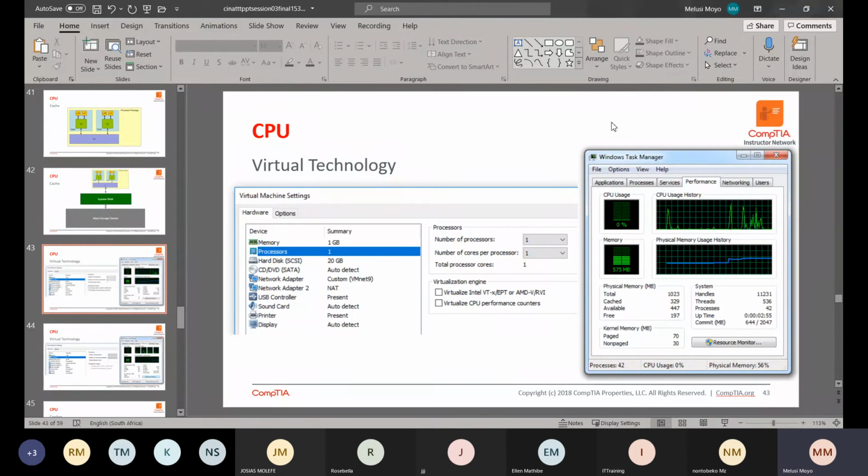So this part of the virtual technology, okay, back in the day, we also had something called a dual boot. Anyone who knows what a dual boot is for? Anyone want to try what a dual boot is?